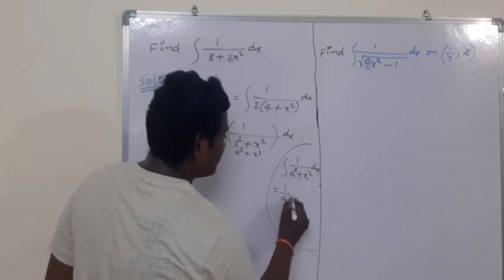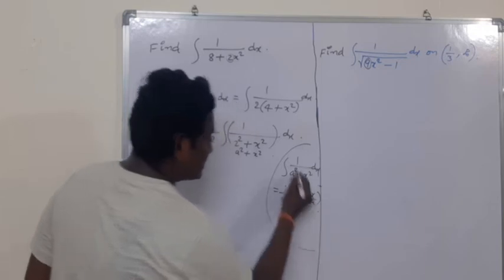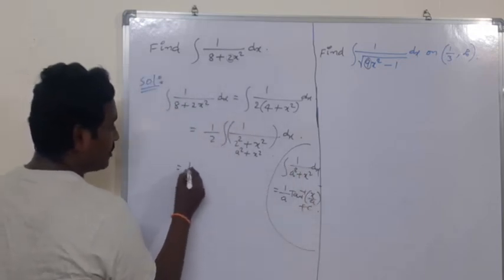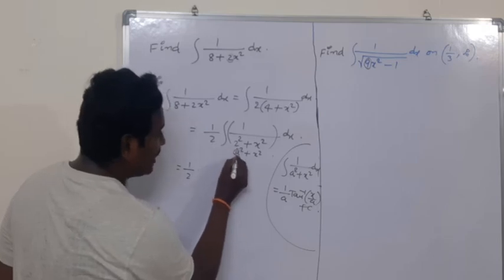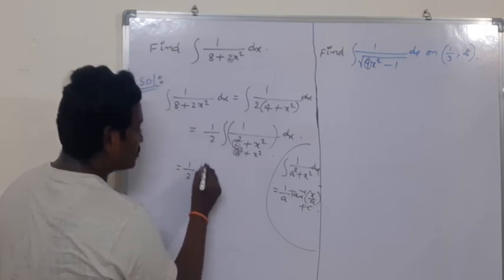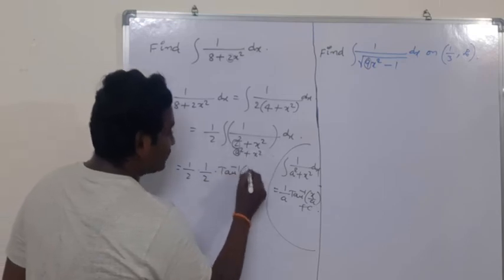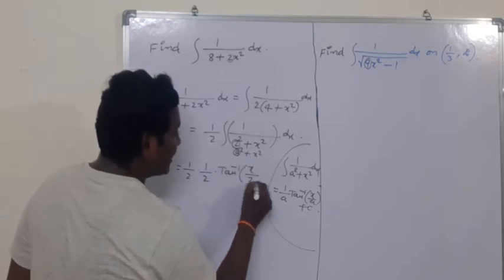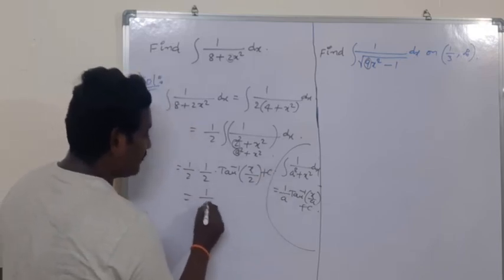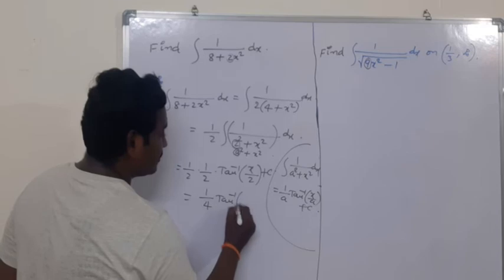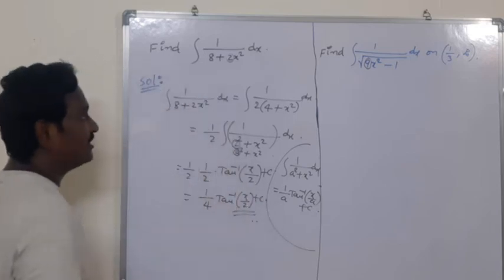1 by a tan inverse of x by a plus c. This is a very important formula. So 1 by 2 into 1 by a. What is the value of a? A value is nothing but 2 here. So you will get 1 by 2 into tan inverse of x by a. What is a here? Again 2, plus c. So 1 by 2 into 1 by 2, 1 by 4, tan inverse of x by 2 plus c. This is the result of the given integration.